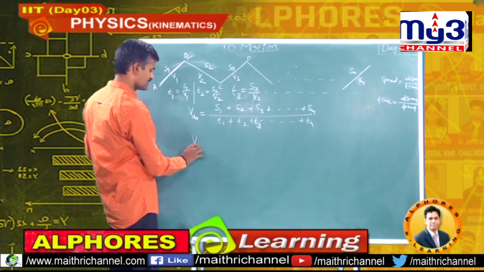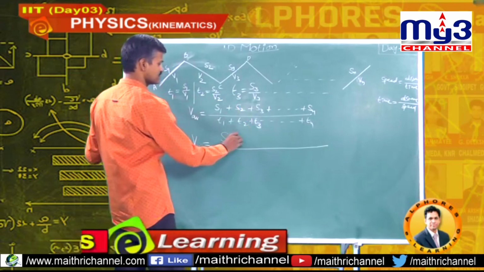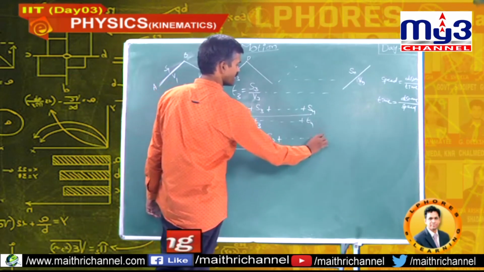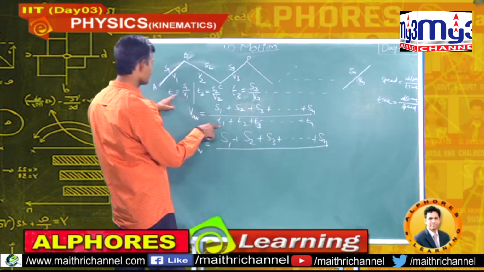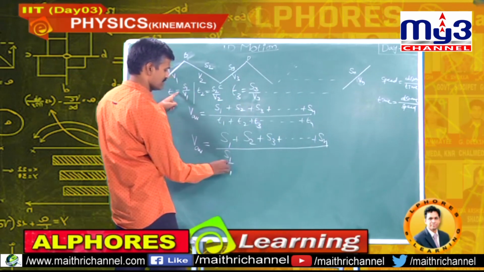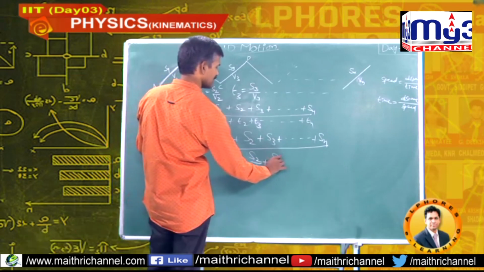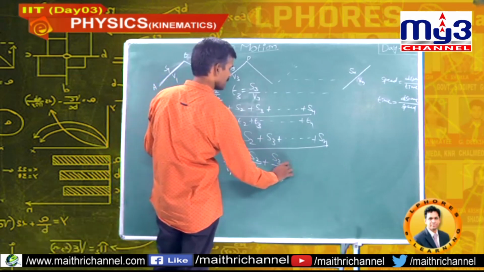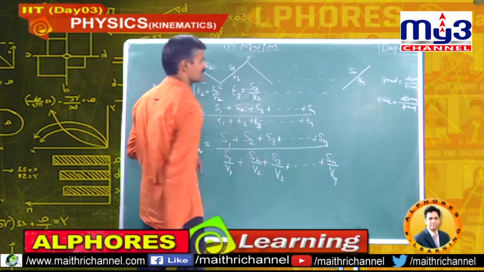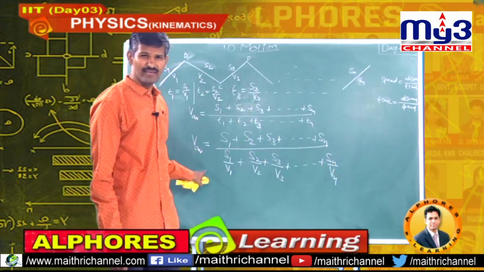So the average speed is S1 plus S2 plus S3 and so on plus Sn, divided by S1 by V1 plus S2 by V2 plus S3 by V3 and so on plus Sn by Vn. With this formula we can derive so many formulas.